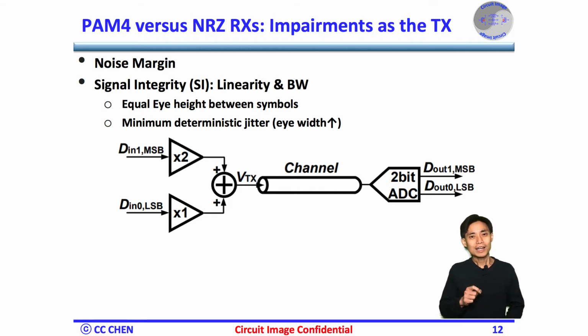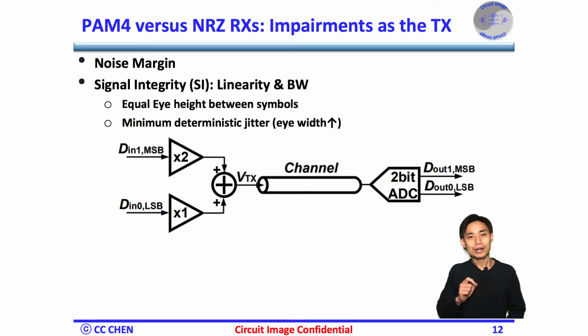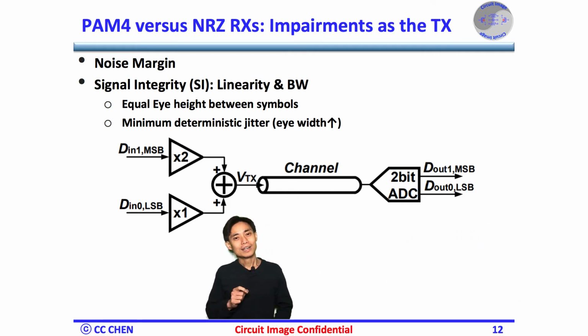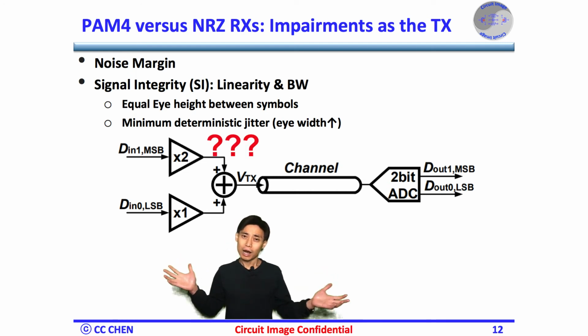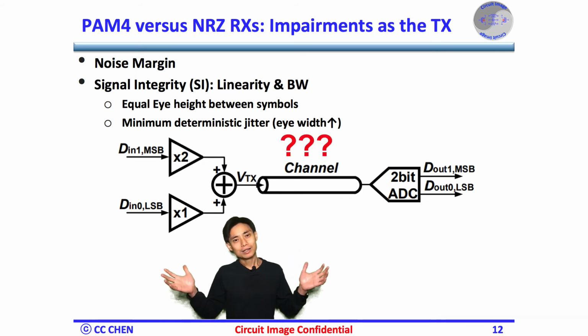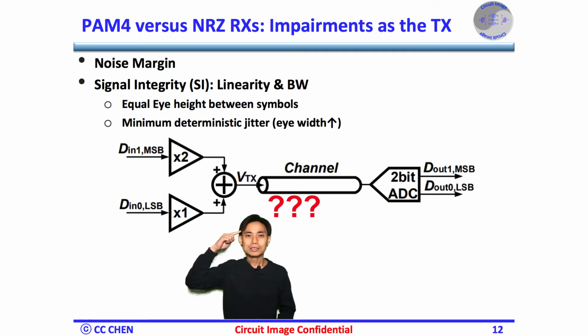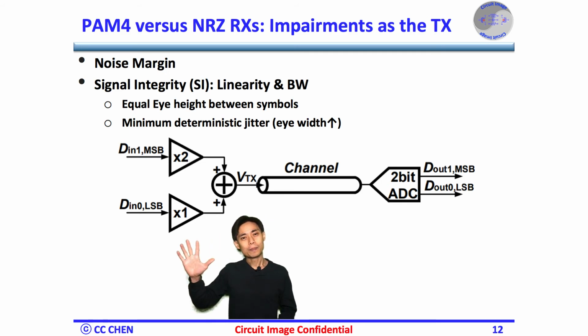So, the RX is like a 2-bit ADC under an analog approach PAM4 system as shown here. But the RX is much more challenging to maintain the linearity and bandwidth due to the unknown TX output swing, unknown channel, etc. What can we do? Think about your circuit images for 5 seconds.